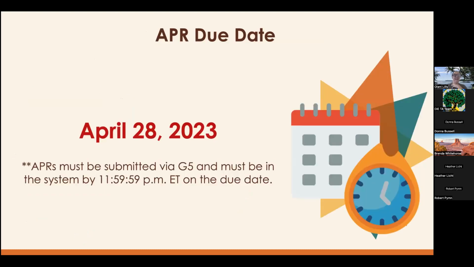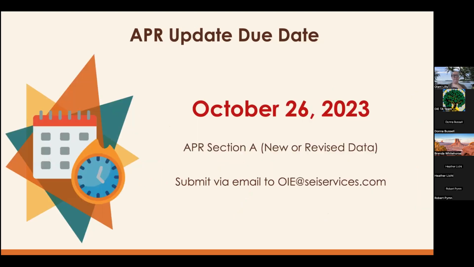What's the due date? April 28th, 2023, 11:59:59. Again, just a heads up, your APR update due date will be October 26th, 2023. It is only on your section A. If you have any 9/9s, you can expect to be turning in an APR update. Also, if you have any data that you want to revise, you can submit that revision. Again, it's only section A, and it will be submitted via email to oie@seiservices.com.